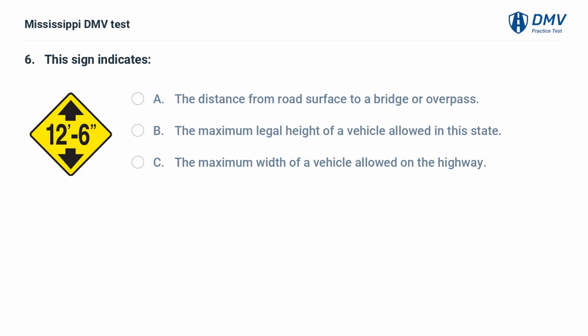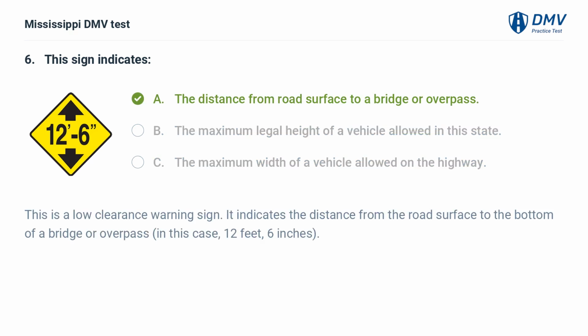This sign indicates: A. The distance from road surface to a bridge or overpass. B. The maximum legal height of a vehicle allowed in this state. C. The maximum width of a vehicle allowed on the highway. The answer is A. This is a low clearance warning sign. It indicates the distance from the road surface to the bottom of a bridge or overpass, in this case, 12 feet, 6 inches.